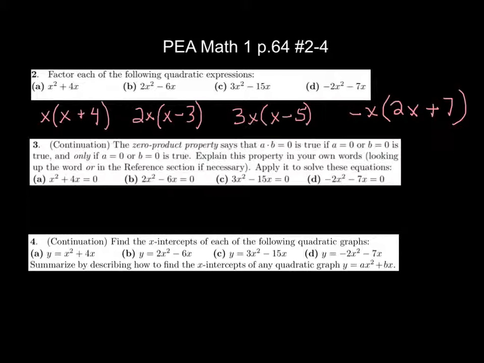Now number 3, it talks about the zero product property. Basically to solve these problems, what we want to do is create factors like we did here. Each of these has 2 factors. And what it's telling us right here is that if these expressions above equal 0, then it's true that either one of these equals 0. So how do we actually use that to solve these problems?